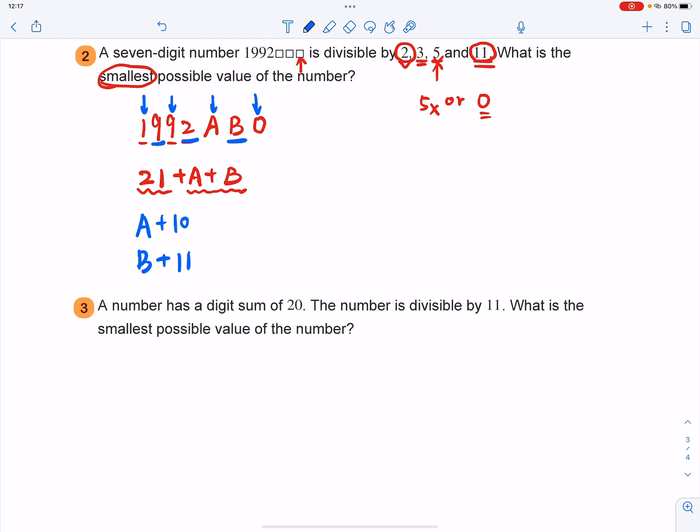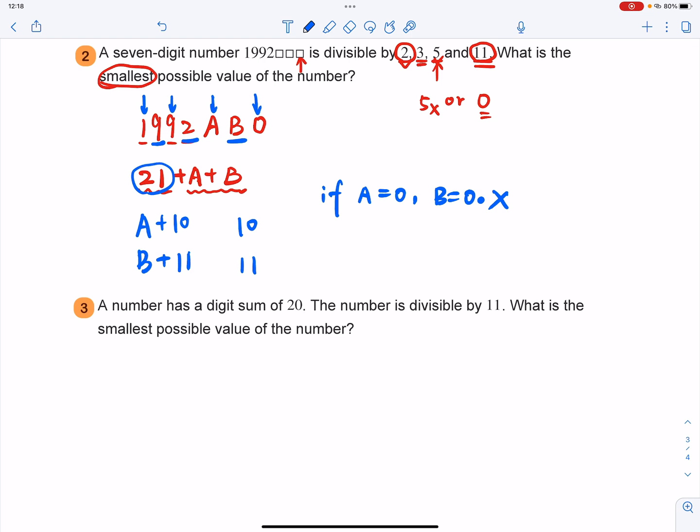Okay, so let's see if A equals 0 and B equals 0. Why do we need to try that? Because that way 21 plus 2 zeros is still divisible by 3, right? But is that possible? Will that give us a number divisible by 11? Of course not. Because you see, for this alternate sum, that will be 10 if A equals 0. And for this alternate sum, B equals 11. And we know that 11 minus 10 is 1. It's not divisible by 11, right? So you cannot use that.